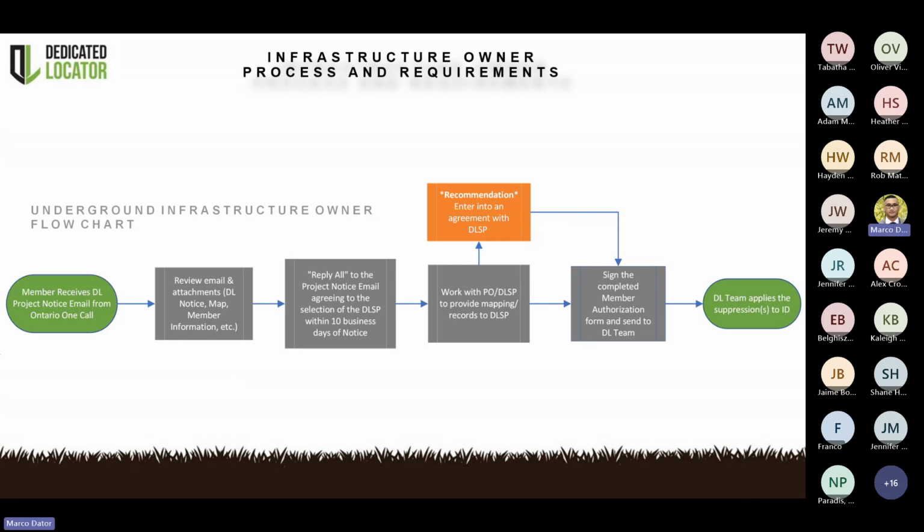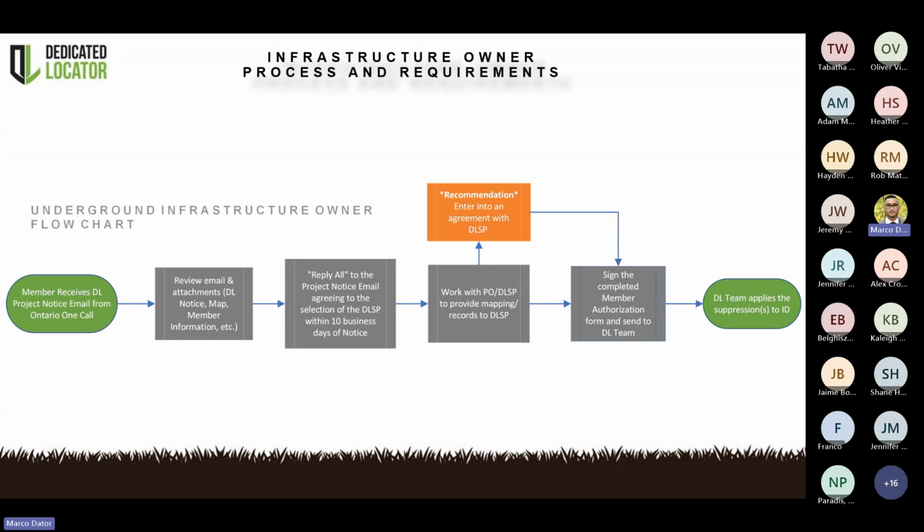The best thing to do is reply to all, so that Ontario One Call receives the information as well, as does the dedicated locator service provider or the project owner, if you require more details of the mapping or other items prior to providing approval. That could be done within the timeline there.